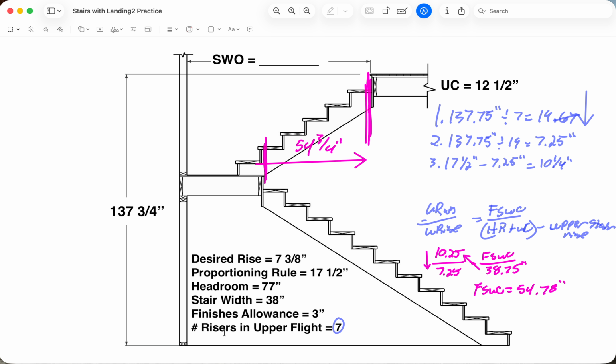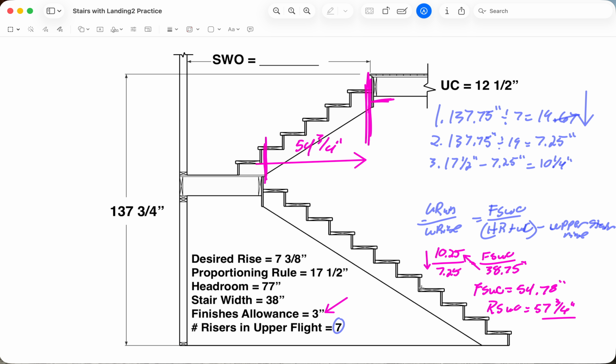So since we don't know what we're going to add for ceiling finishes and drywall and riser boards and hanger boards and nosings, we have a rough idea. We typically just add an allowance of 3 inches just to be safe. So our rough stairwell opening would be 57 3/4.